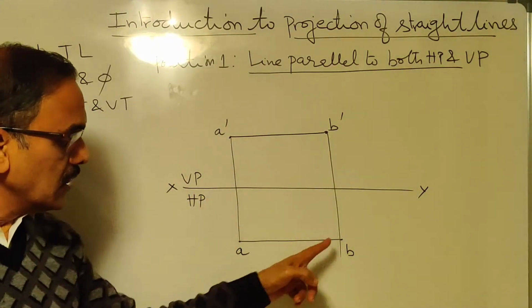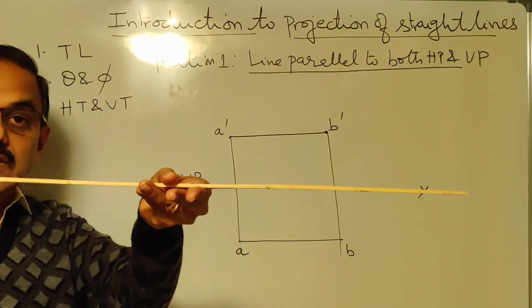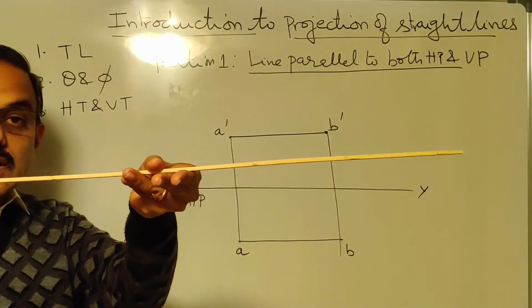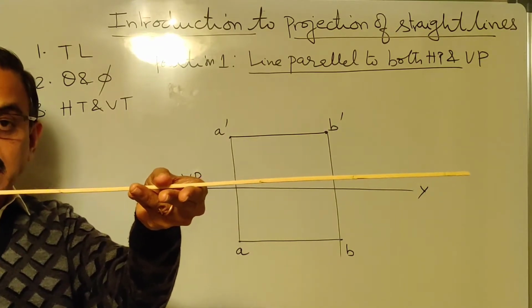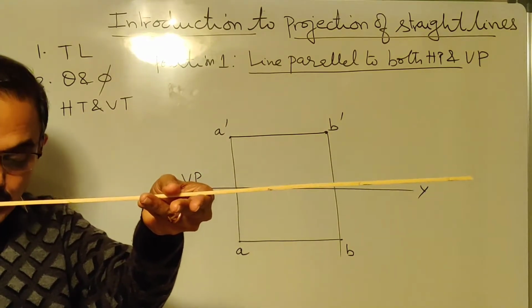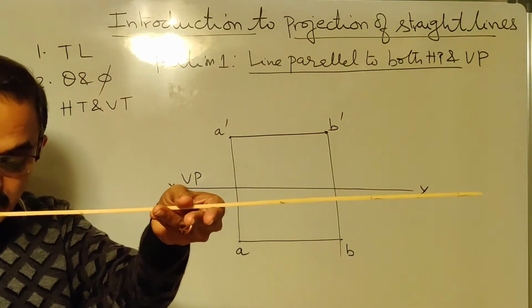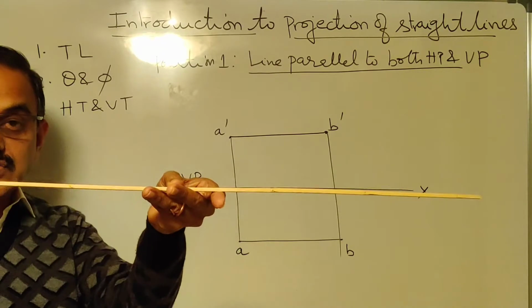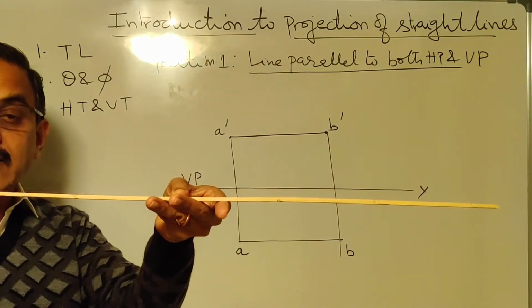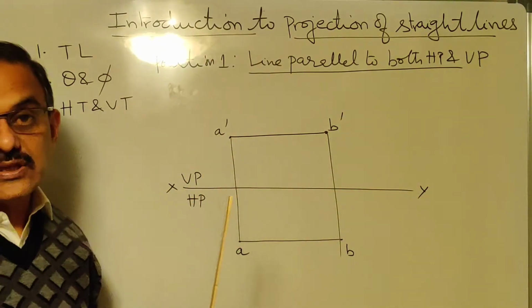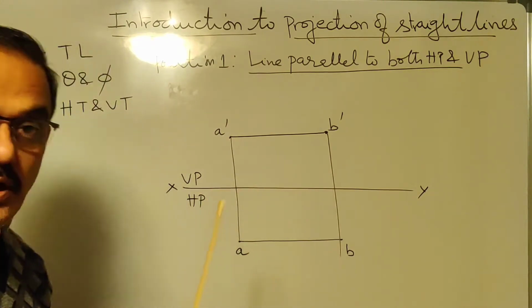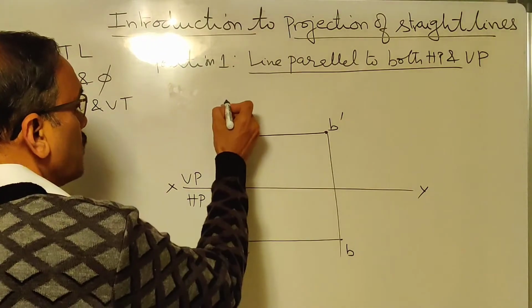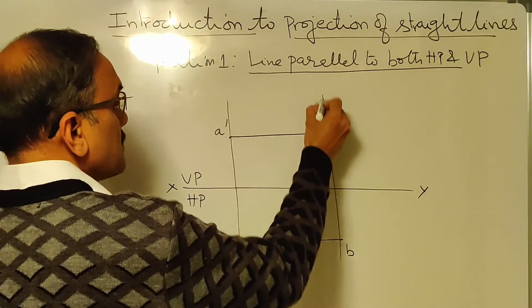When I draw the top view here, is it equal to the actual length of the line? When I project it on the ground, is it equal to the actual length of the line? Yes, in fact. Both the top view and the front view will be in their true lengths, or the actual length of the line. Instead of saying actual length, we call it true length. So in this case, both the top view and front view are true lengths.